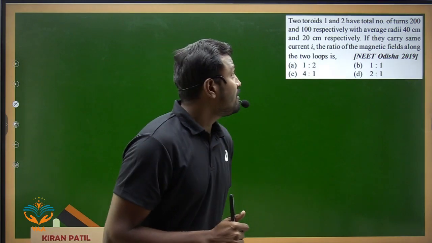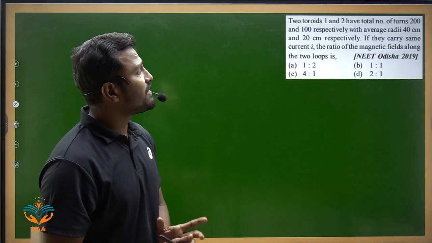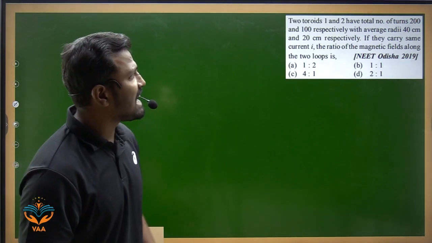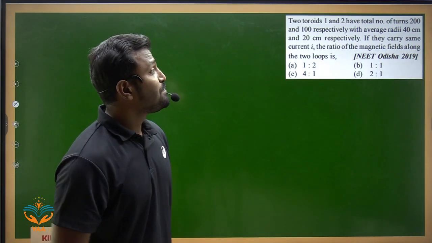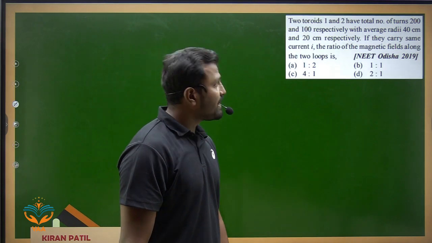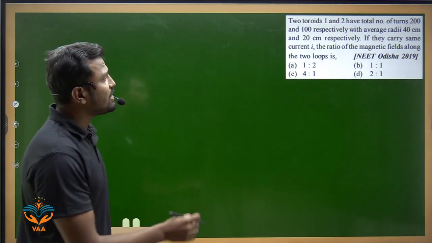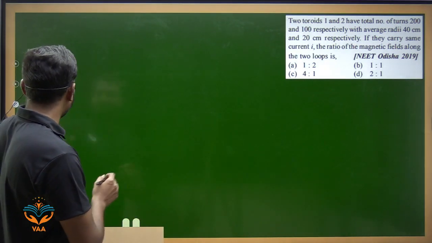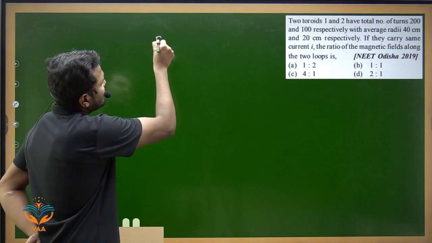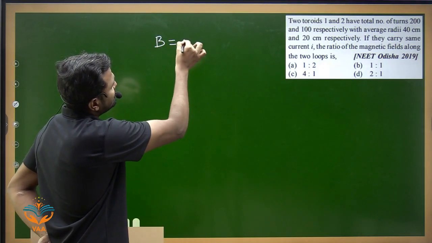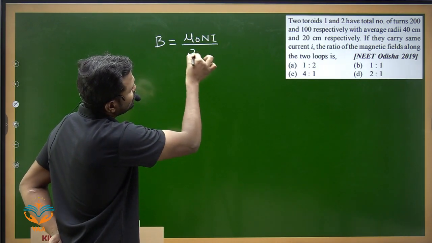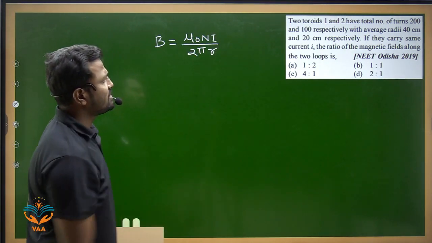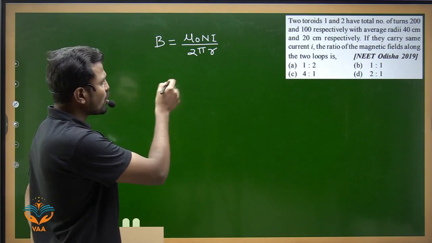Two toroids, 1 and 2, have total number of turns 200 and 100 respectively, with average radii 40 centimeter and 20 centimeter respectively. If they carry the same current I, the ratio of magnetic fields along the two loops is? So the magnetic field for a toroid is given as mu naught N I by 2 pi R. So two toroids are given to us.